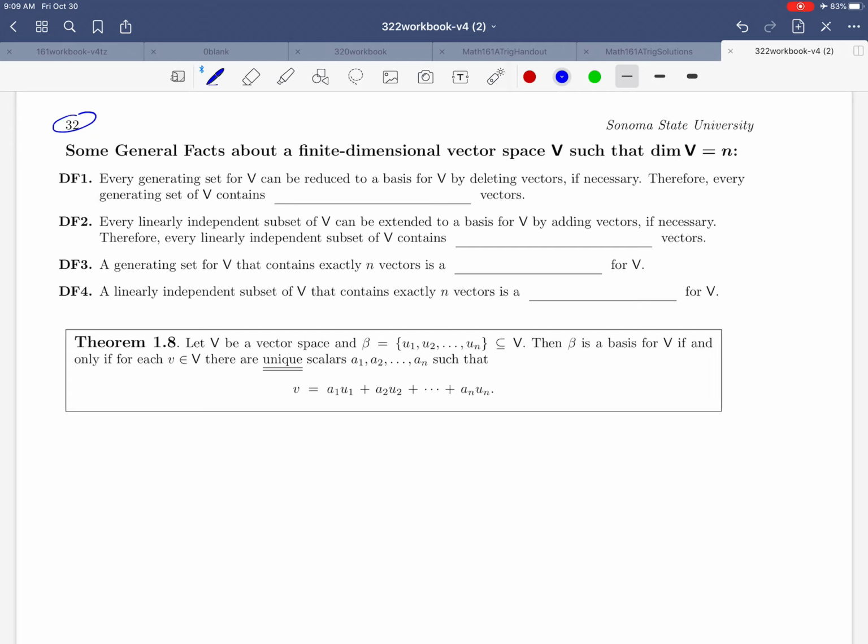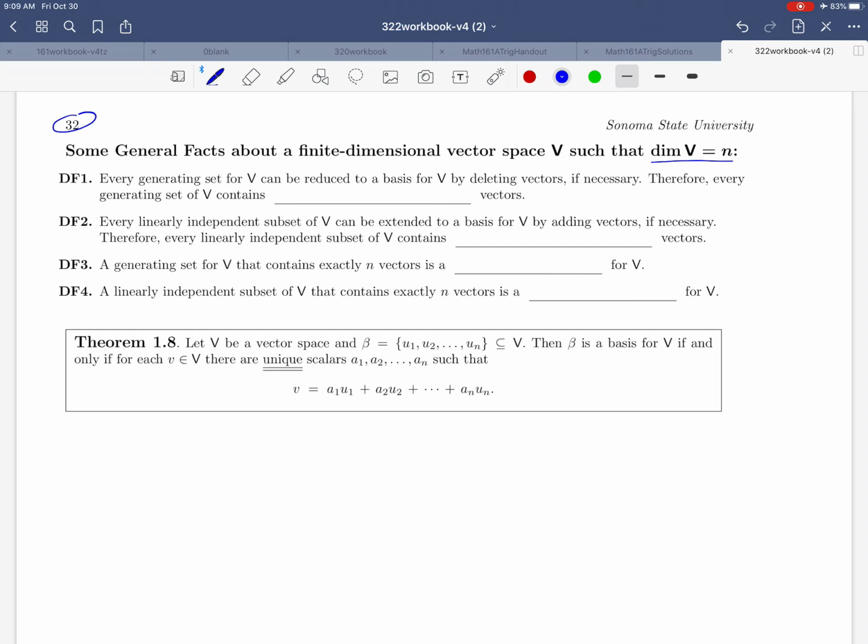In this video, we'll be bringing together some general facts about finite dimensional vector spaces in the specific situation in which we know what the dimension of the vector space is. Turns out that knowing what the dimension of a vector space is, that's a very useful piece of information. We can make a lot of conclusions about that.